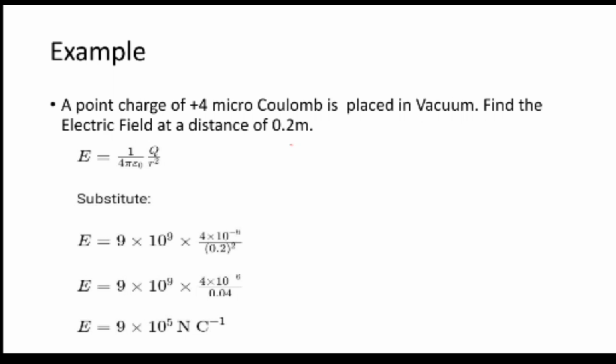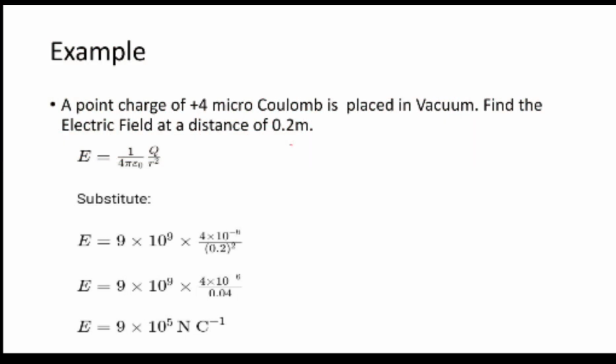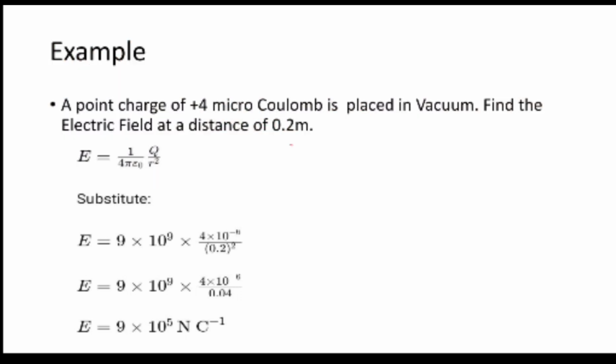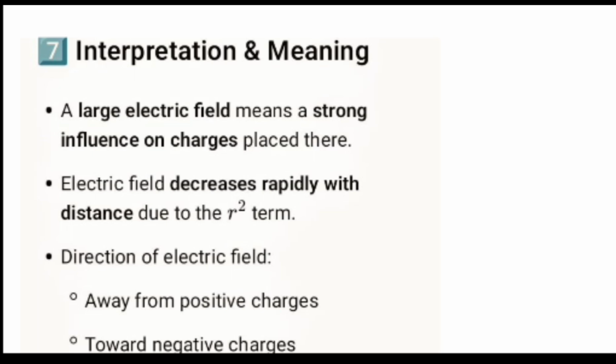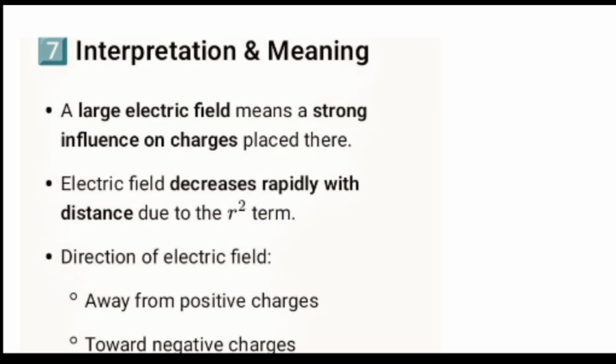So electric field is simple. Just know those two formulas and differentiate it from electric force. The most important thing to note there is a large electric field means a strong influence on charges placed there. Also, electric field decreases rapidly with distance due to the r power 2 term, and the direction of electric field is away from positive charges and toward negative charges.